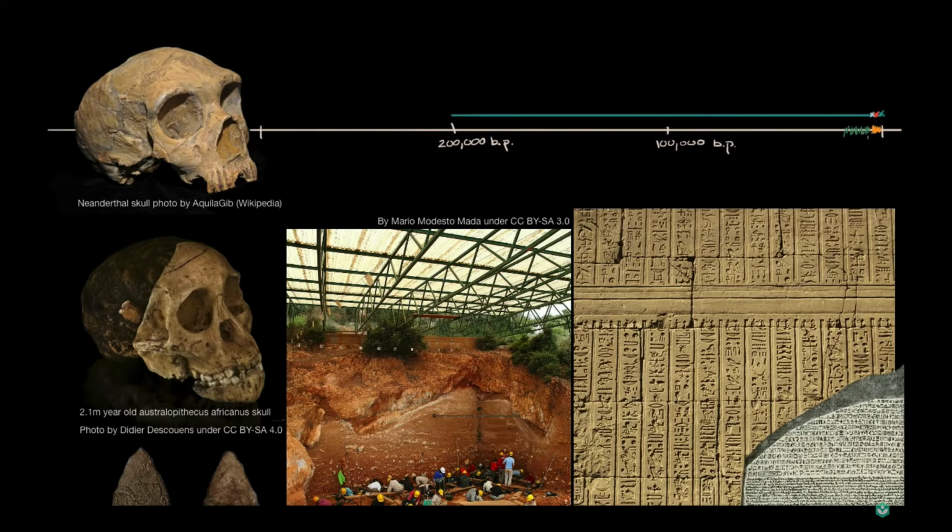If you want to see how long we've had writing, about 5,000 years is our current best estimate. Once again, it barely shows up on this timeline. How long have we had agriculture? Well, 10 to 15,000 years. Once again, it's a small fraction of this.